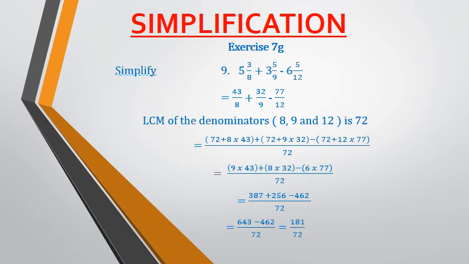The sum of 387 and 256 is 643. So we will subtract 462 from 643. So 643 minus 462 upon 72 is equal to 181 upon 72. Now this is an improper fraction, so let us change it into a mixed fraction, which is equal to 2 37 by 72, which is our final answer.